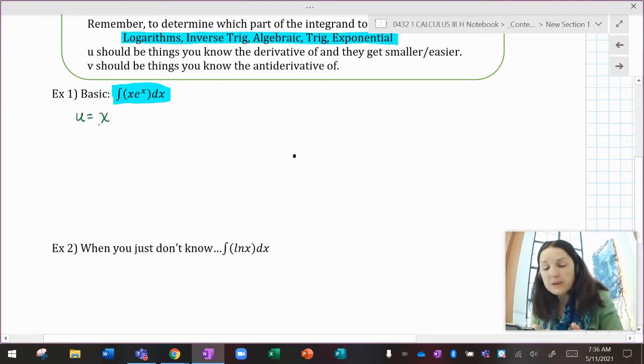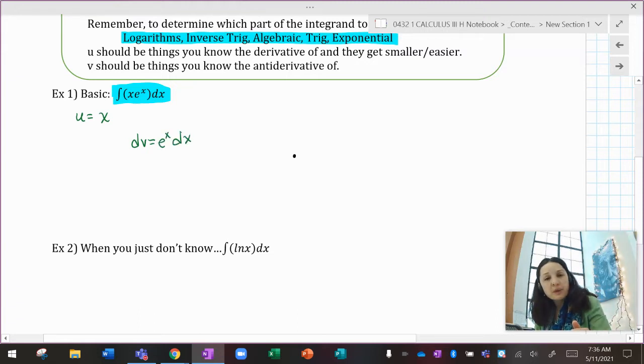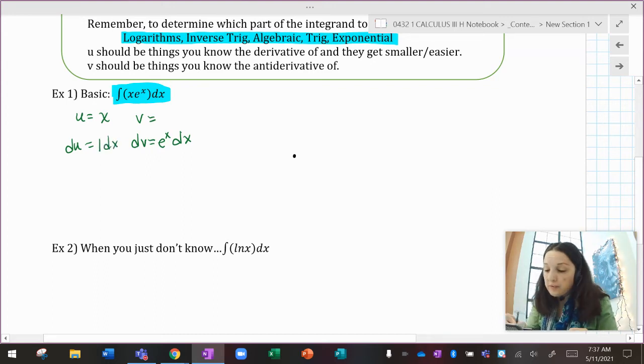u is going to be x, which means dv is everything else, e to the x dx. To use the integration by parts formula, I also need du and v. So now I'm going to calculate those. The derivative of x is 1 dx. The antiderivative of e to the x is e to the x.